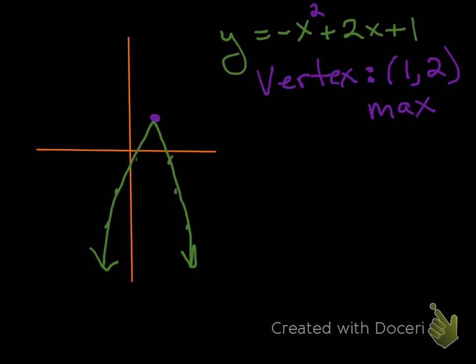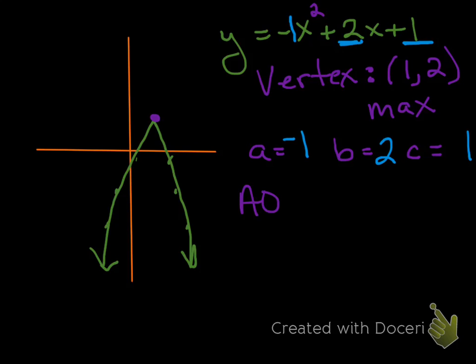Second part, you're going to look for your A, your B, and your C. Your A, if there's nothing here, this is a 1, so A is negative 1. B is this number, 2, and C is this number, 1. Now they're asking for the axis of symmetry. Remember, when you're graphing, it's just the line that goes through the vertex. If it's vertical, it's always going to be x equals. So x is equal to 1, where it goes through the x-axis.